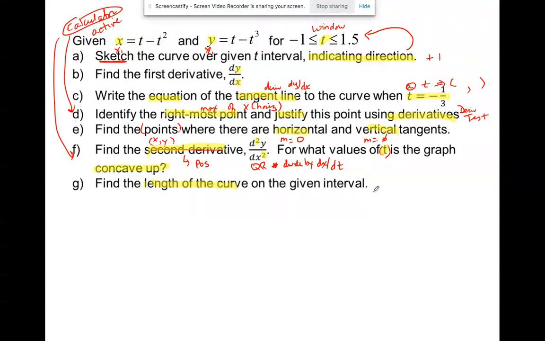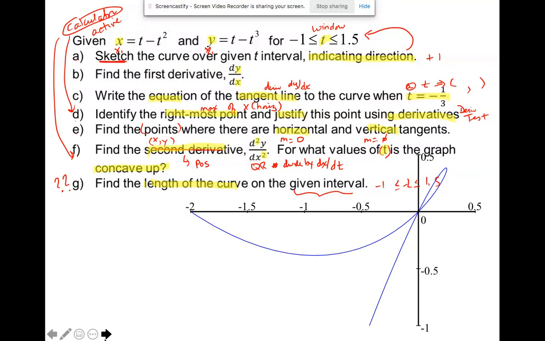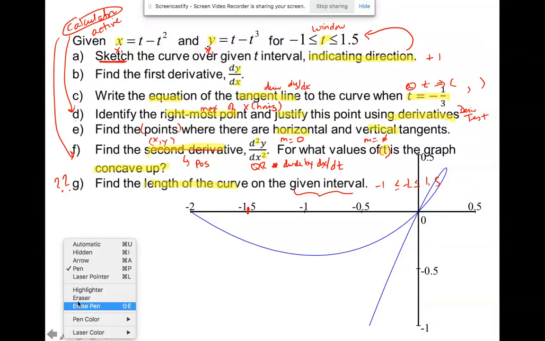Length of a curve on the given interval. So the only interval I'm given is this one. And length of a curve, that's coming, don't worry. All right, so let's start. Hopefully you have done this in your calculator. Now notice I went all the way to -2, right? But really, don't be fooled. I did that on purpose.